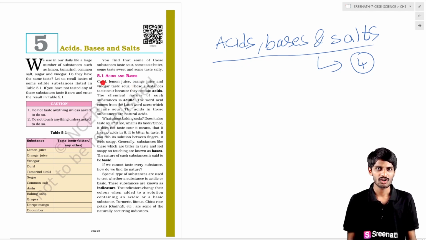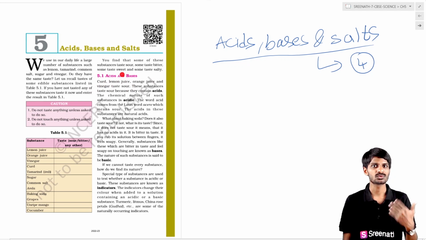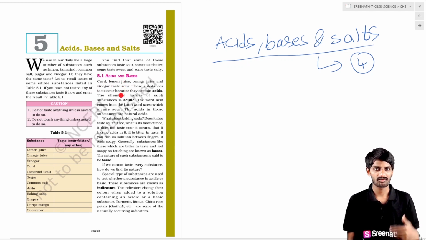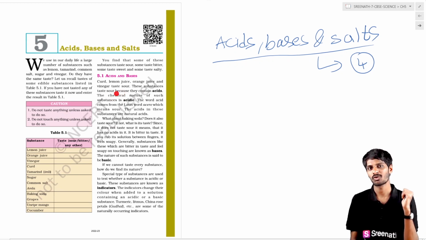Basically, the first topic is acids and bases. What are acids? What are bases? How were their names derived? And what is the nature of acids and what is the nature of bases? We are going to learn about these things in this first topic.